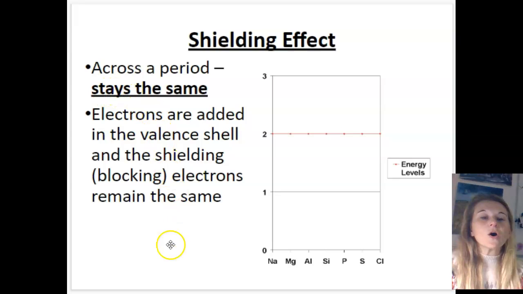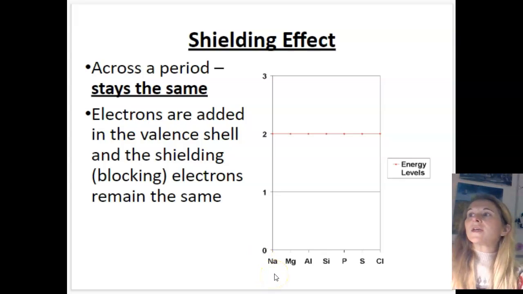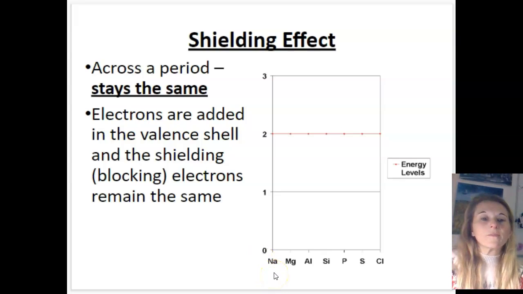As we go across a period, so across a row, and here we're looking at period 3, with sodium, magnesium, aluminum, silicon, phosphorus, sulfur, and chlorine, as we go across, the shielding effect stays the same. That's because we are adding electrons at the same energy level, and we're not changing the number of electrons that are between that energy level and the nucleus.